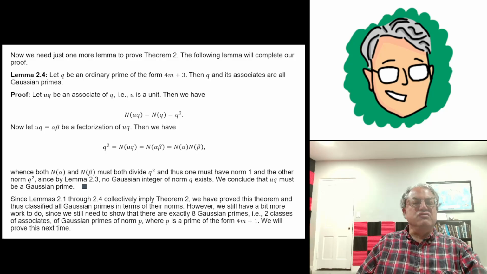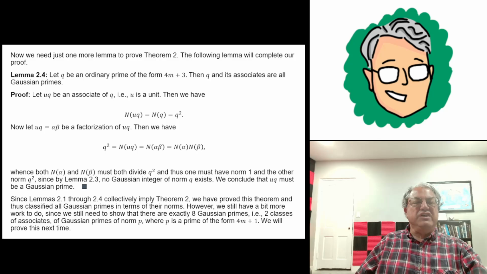And it also means the norm of beta has to be q squared, which means that beta is an associate of q, another unit times q. So that means that q was a Gaussian prime. So that completes our proof. So now we know every type of Gaussian prime there is. We just finished proving the theorem, because that's all the theorem was saying.